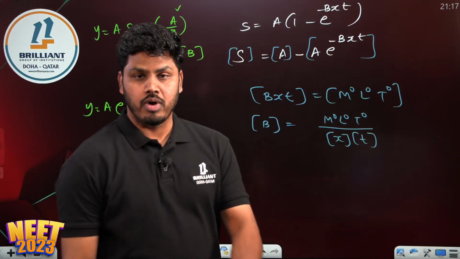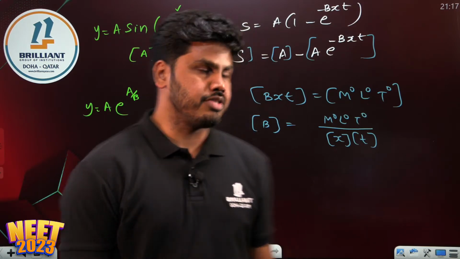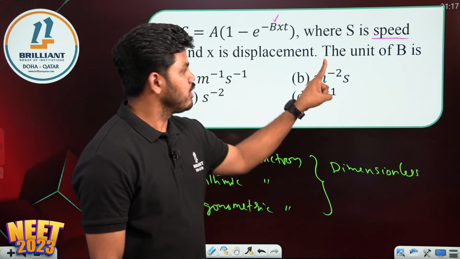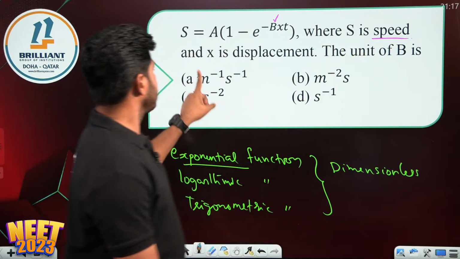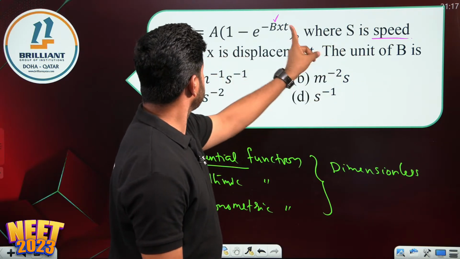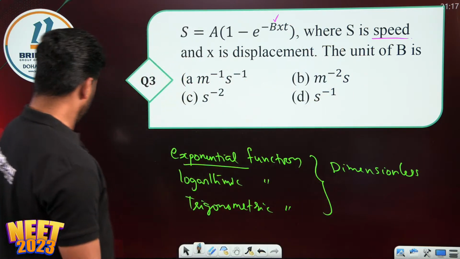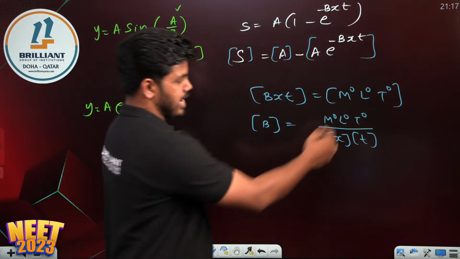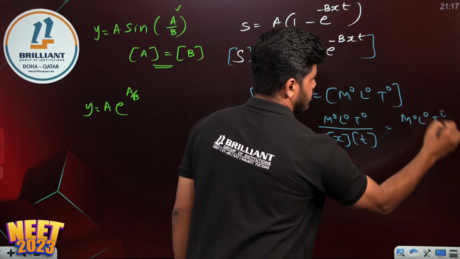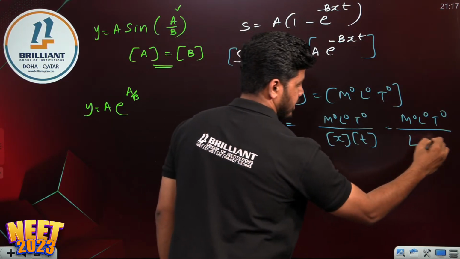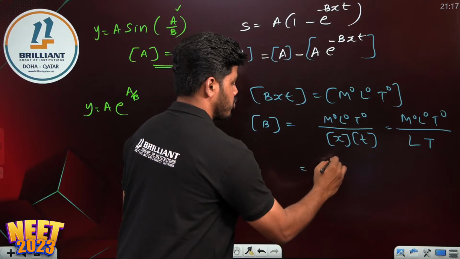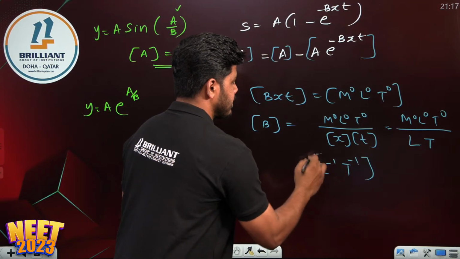And the question says what is x and t, right? X is the displacement, and t is the time, correct? Yeah, x is the displacement and t is supposed to be the time. Okay, fine. Then what will be the dimension? So we get M0 L0 T0 divided by L into T, correct? So that comes up as L raised to minus 1, T raised to minus 1. This is the dimension of B.